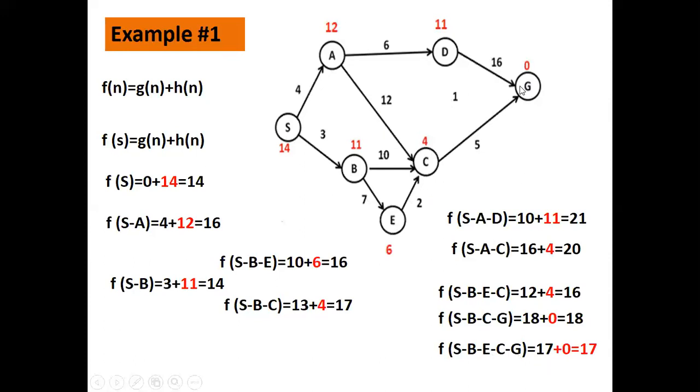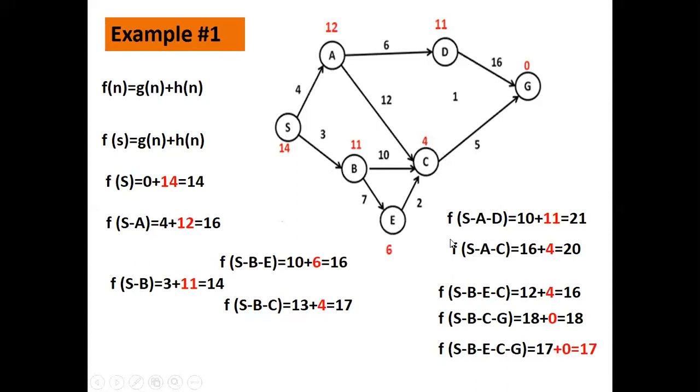And the estimated cost, because it's already a goal state, is 0. So the total cost to reach from S to G using the S, B, E, C, G path is 17. And if you look at it, this is more than this. And if you want to expand these further, suppose we have got the minimum here.